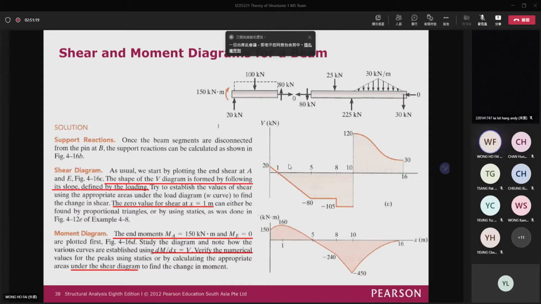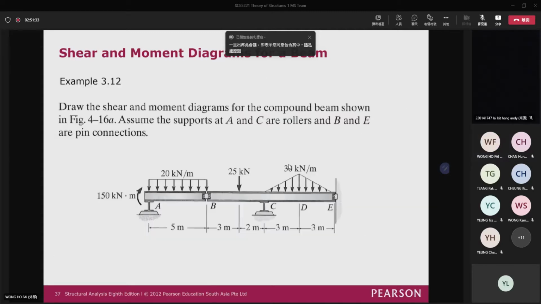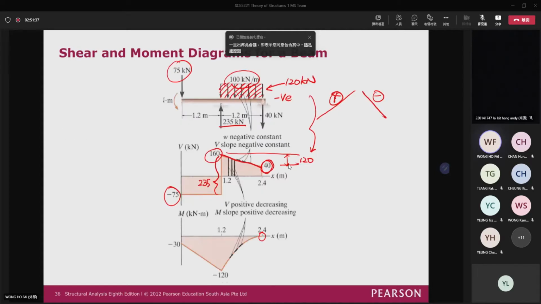So for here, if you write down the free body diagram, you can see that there are totally 1, 2, 3, 4, 5, 6 unknowns right here. 1, 2, 3, 4, 5, 6. There are 6 unknowns.